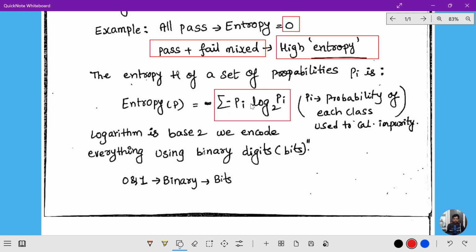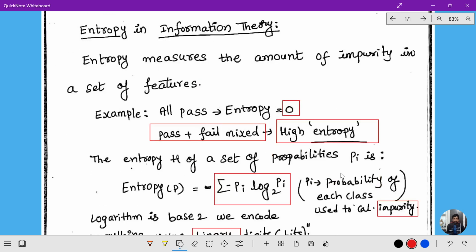So what is the meaning of Pi? Pi is nothing but the probability of each class, used to calculate impurity. Okay, so the logarithm is base 2, because we encode everything using binary digits. So 0 and 1 are called binary bits. So this is what we call entropy.